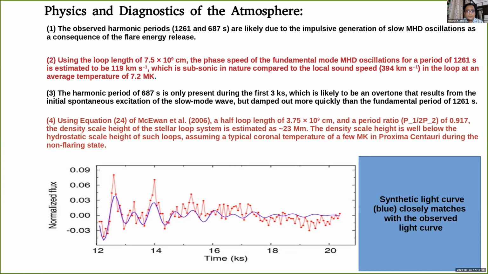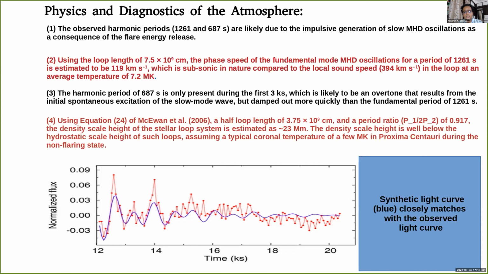The second period, 687 seconds, is only present during the first 3 kiloseconds, which is likely an overtone resulting from the initial spontaneous excitation of the slow mode wave, but damped out more quickly than the fundamental period of 1261 seconds. Using the solar analog and the theory of Macnamara in 2006, and using the loop parameters and the observed period ratio, which is less than 2, we could measure the density scale height, which was 23 megameters for these loops.